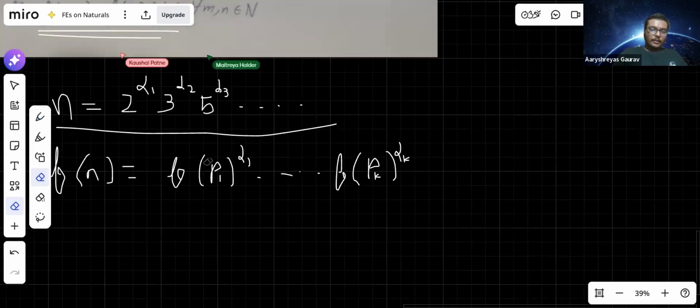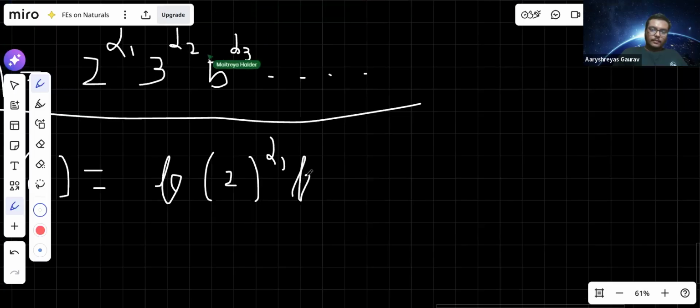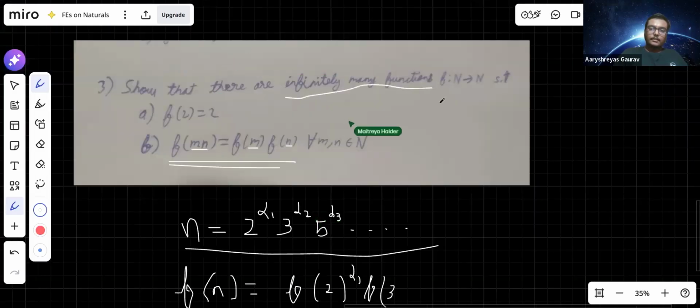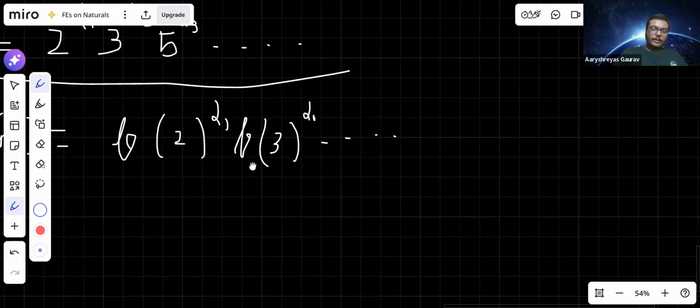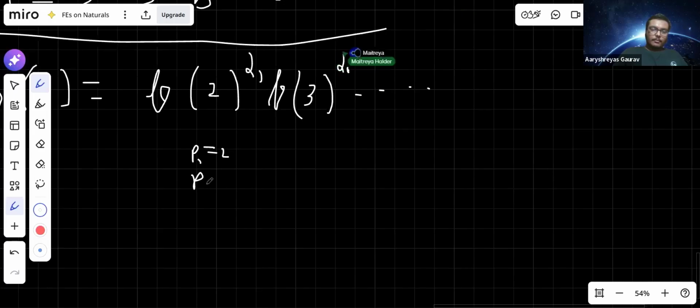So in the end, we can get something that looks like this. And to tell you why there will be infinitely many functions in here, we can just shift these parameters. Wait, I will show you. Like if I say P1 is 2, P2 is 3, and then Pn is the nth prime.